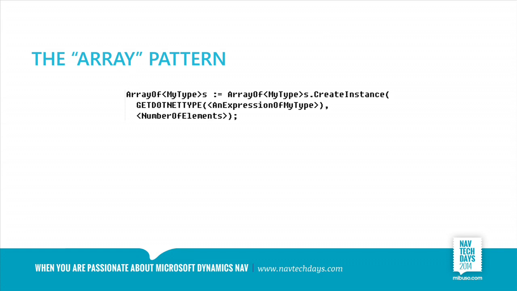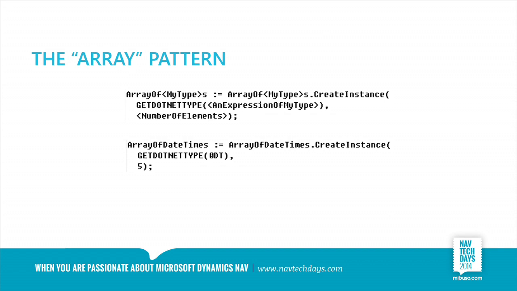So it's different than in C/AL. In C/AL, you just set the dimensions property, and there you have your array. In .NET, it's a little bit more complicated. For example, if I want to create an array of date times, then I simply call CreateInstance, GetDotNetType. I can pass a constant of the type that I want. So this 0DT stands for blank date time, or for example, blank string stands for string. So if I want an array of strings, I can have GetDotNetType with a blank string and then the number of elements.